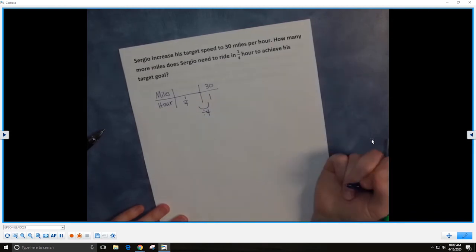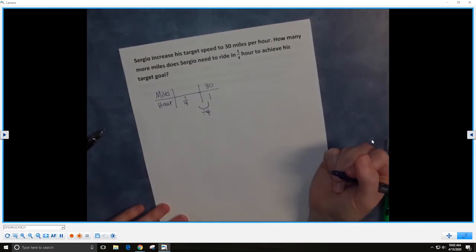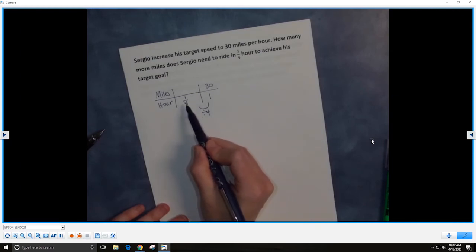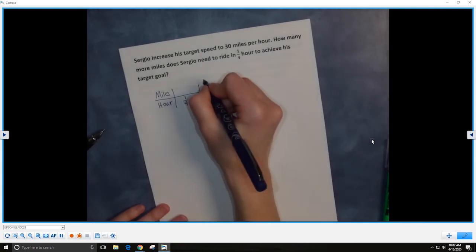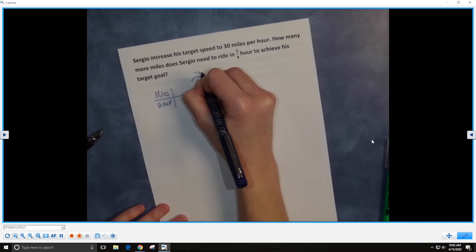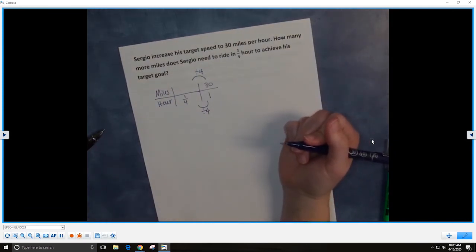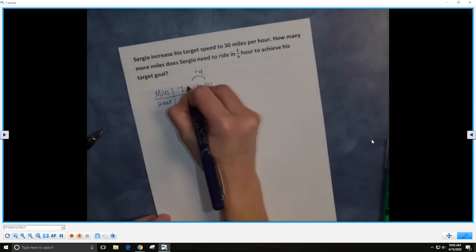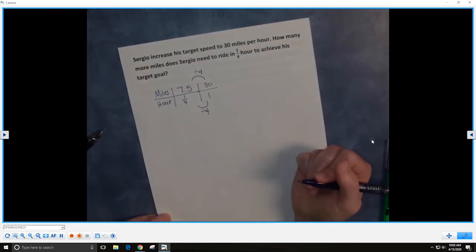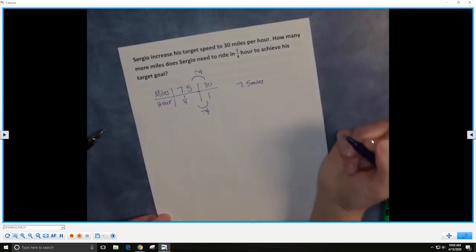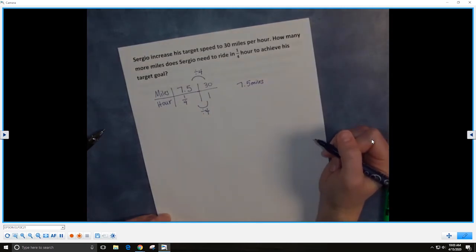Well, why are we dividing by 4? 1 divided by 4 is 1/4. So if we divide 1 by 4 to get 1/4, we can divide 30 by 4 to get the missing value. Well, 30 divided by 4 is 7.5. What does this mean? Well, it means that Sergio must ride 7.5 miles in 1/4 of an hour to achieve his target speed.